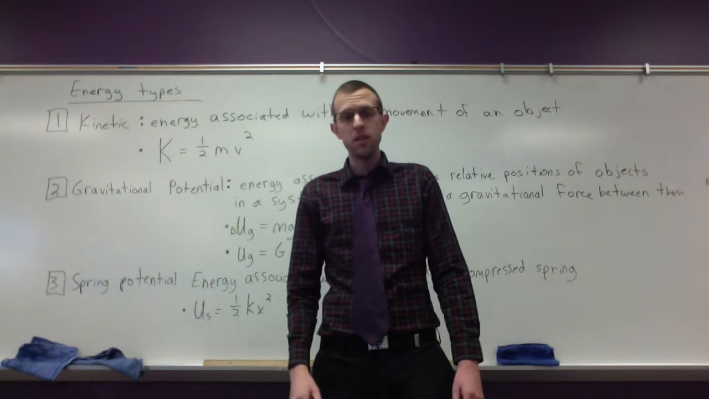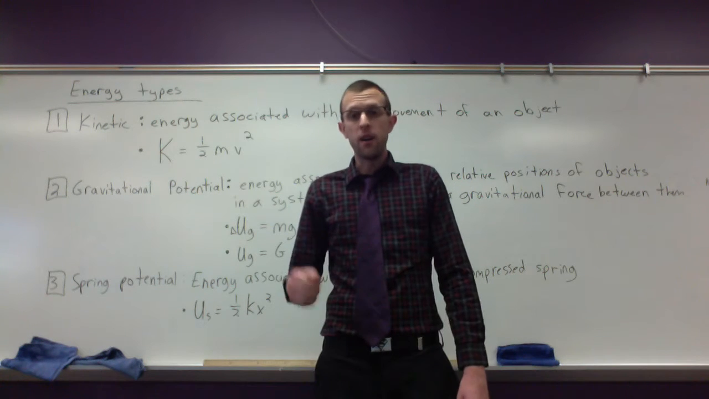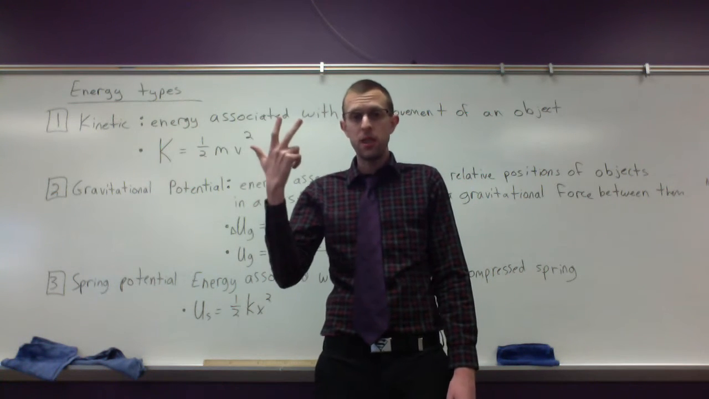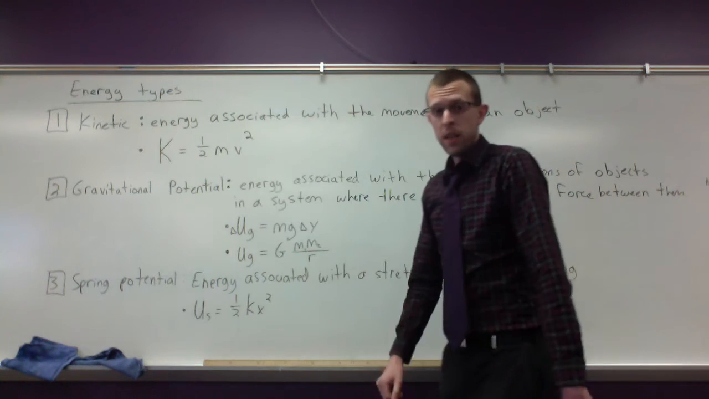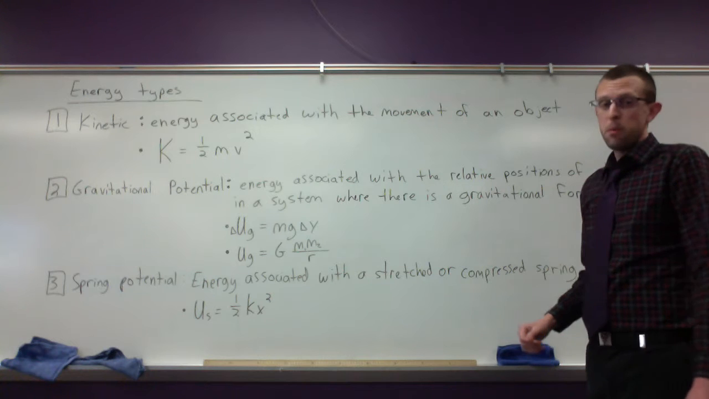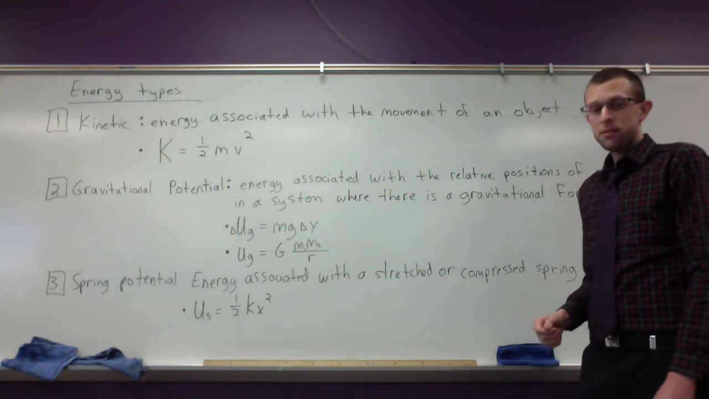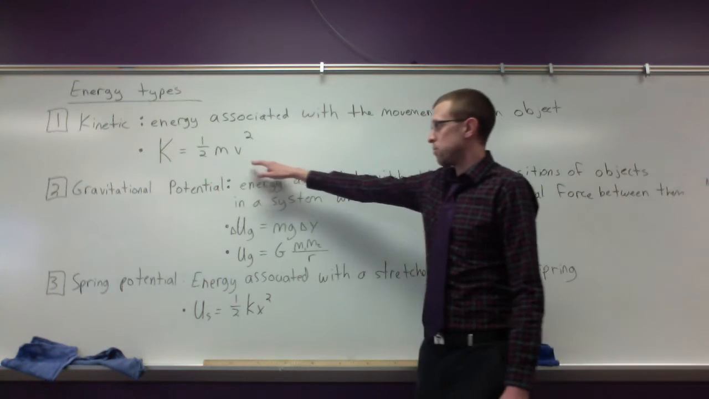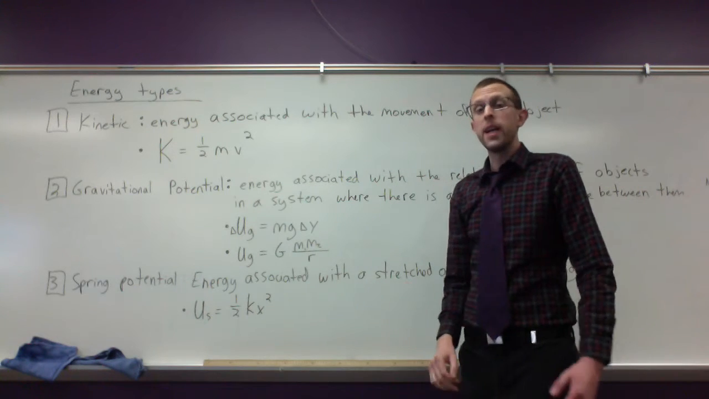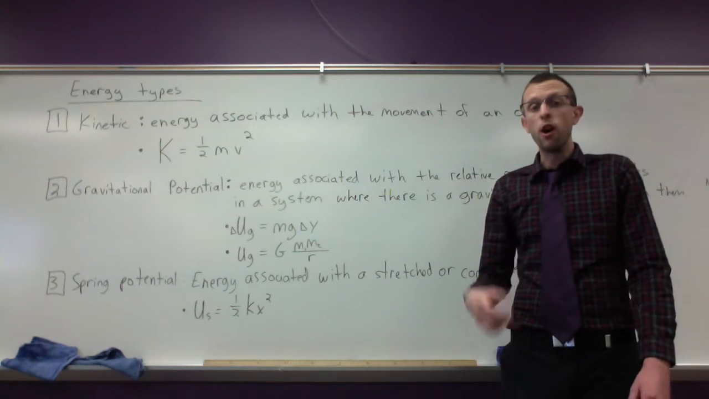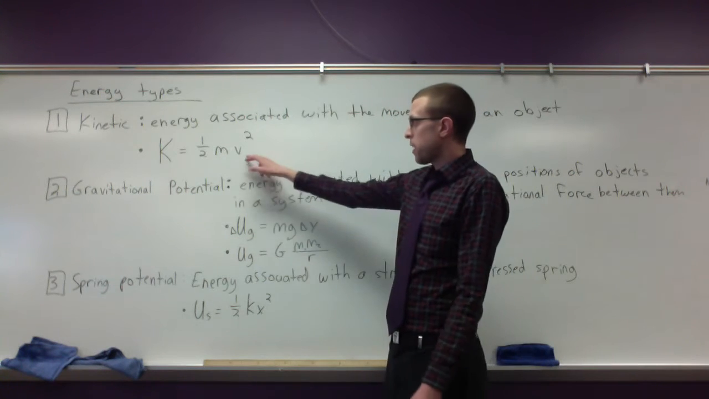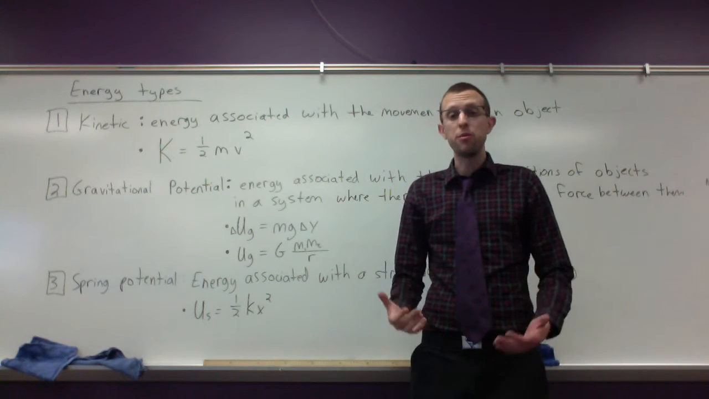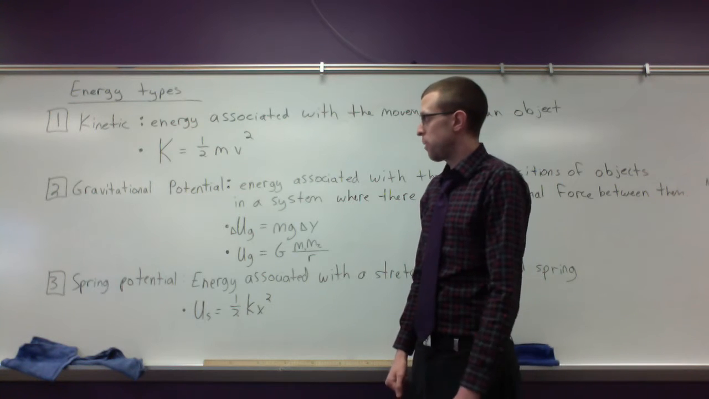So the three that we're going to deal with in this class anyway are kinetic, gravitational potential, and spring potential energies. So first off, kinetic energy. This is energy that has to do with the motion of an object. So if we have some object that is moving, it has some speed, v, then it has kinetic energy. Larger objects, more massive objects, will have more kinetic energy. And faster objects, objects with higher speeds, will have more kinetic energy as well.